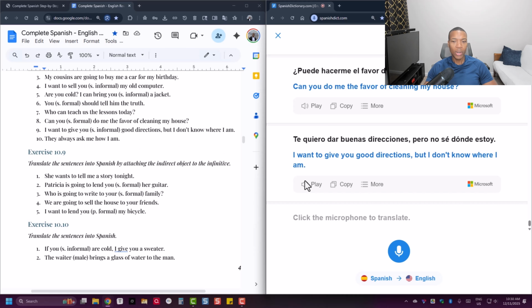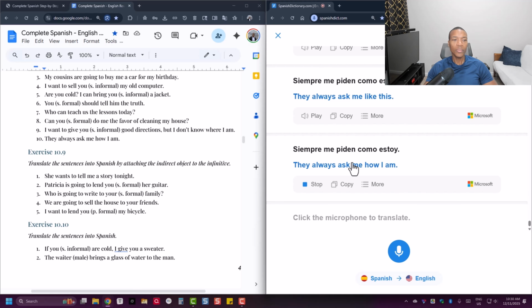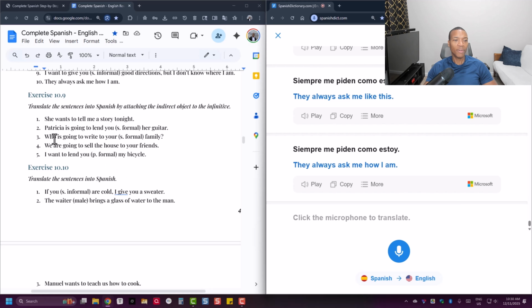They always ask me how I am. Siempre me piden cómo estoy. They always ask me how I am. All right. Exercise 10.9. Five quick sentences. Translate the sentences into Spanish by attaching the indirect object to the infinitive.